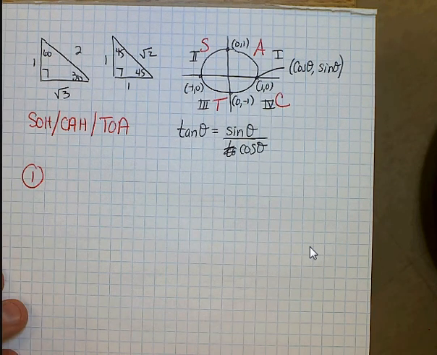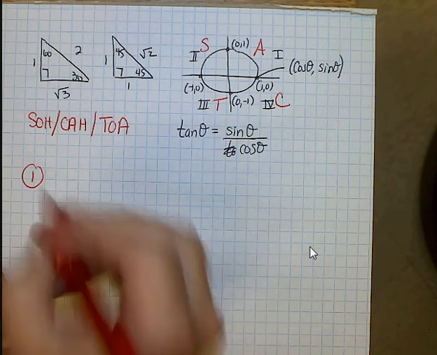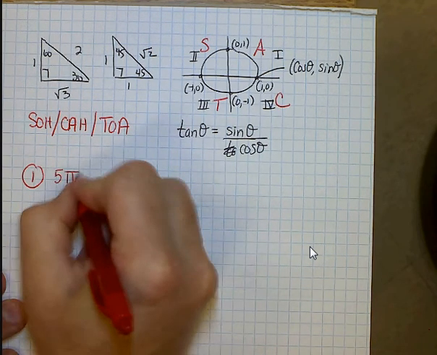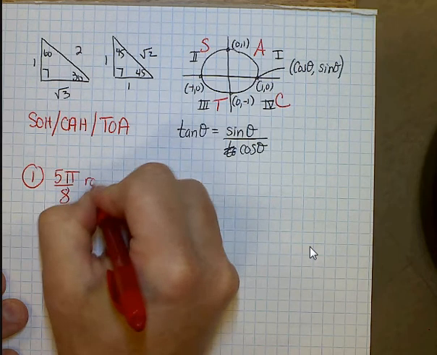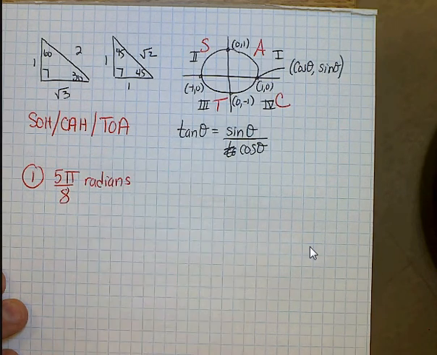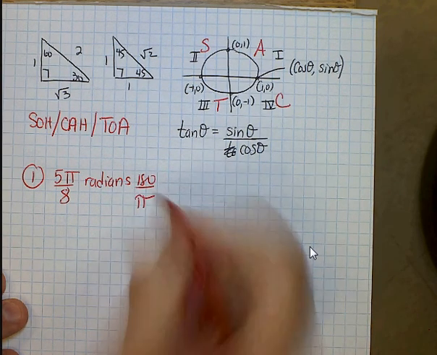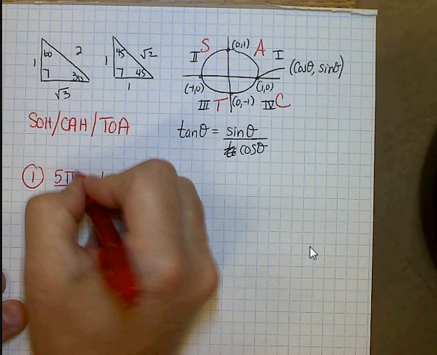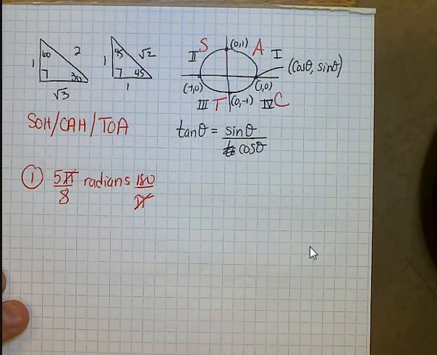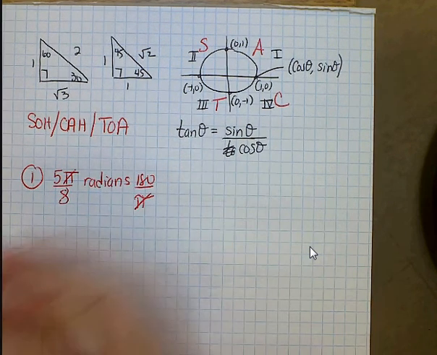Question number 1 said simply change degrees to radians and radians to degrees. So I start off with 5 pi over 8 radians. And since I'm giving you radians, I want you to change that to degrees. So we know to multiply that by 180 over pi. We just have to be careful with our cancellations. The pi's go away. Everybody was good with that. But just make it easy.